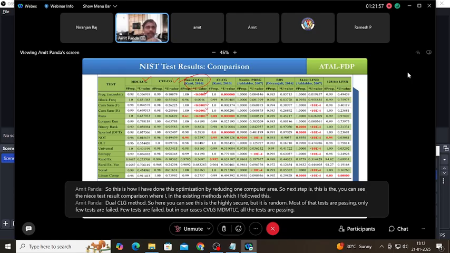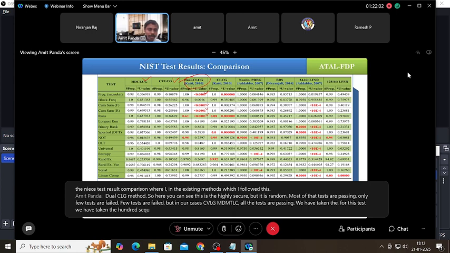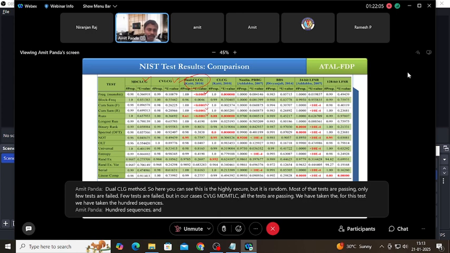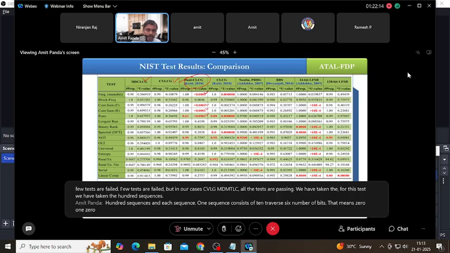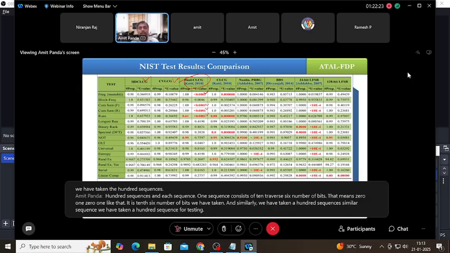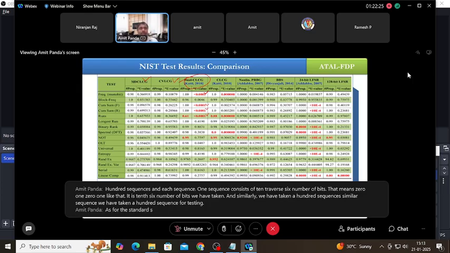For this test we have taken 100 sequences, and each sequence consists of 10 to the power 6 bits. That means 0 1 0 1, like that, 10 to the power 6 bits, and similarly we have taken 100 sequences for testing, as per the standard conditions provided in the NIST testing. So we have done this analysis.